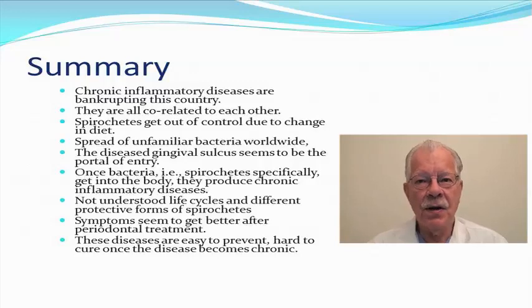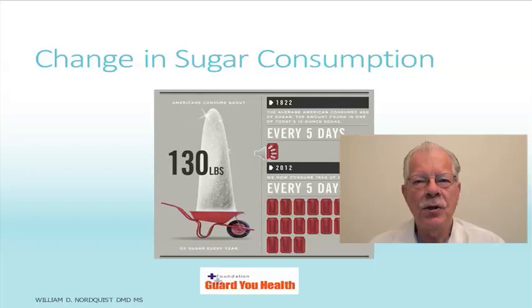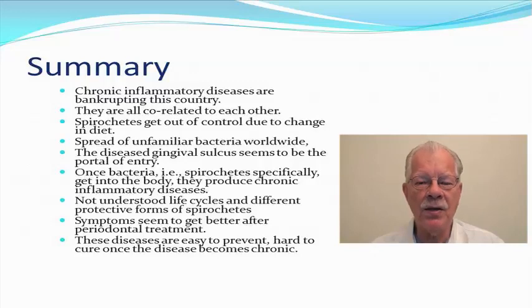Chronic inflammatory diseases are actually bankrupting our country. These chronic inflammatory diseases are correlated to each other and have comorbidities. When one patient has one chronic inflammatory disease, they usually have many. Spirochetes actually represent when the bacterial flora get out of balance. A higher sugar diet and refined carbohydrates skew the bacterial flora toward more pathogenic bacteria. Normally, normal bacteria will help inhibit the bad, but when you get the environment where the bad bacteria overpopulates the good bacteria, that's when we start seeing the disease state.